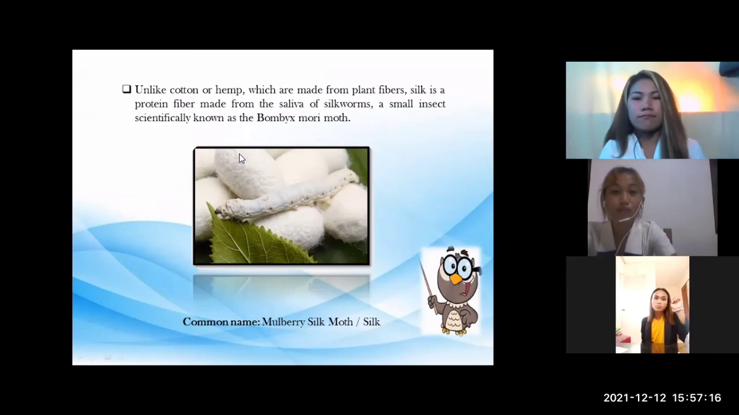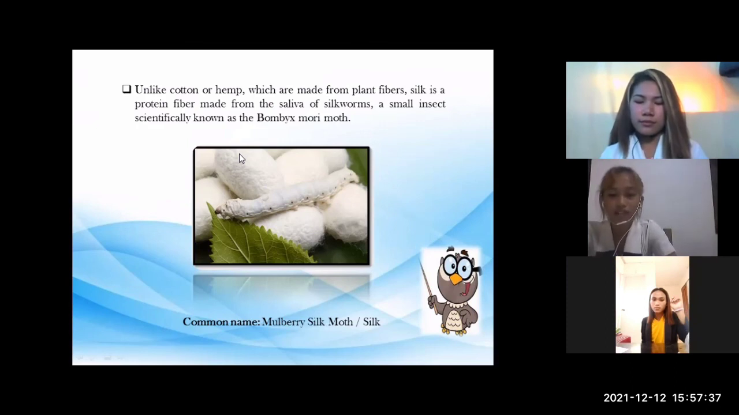Anyway, let me share with you the process of how silk is being made. First, we have sericulture. This is the term used to describe the process of gathering the silkworms and harvesting the cocoon to collect the materials. The cocoon is something made from the saliva of the caterpillar to make your silk fiber, while the inside is the pupa.